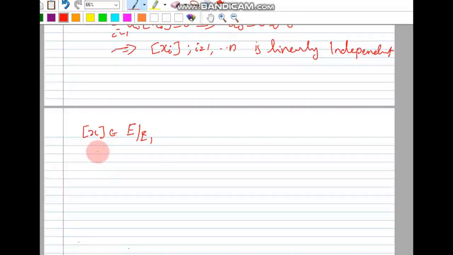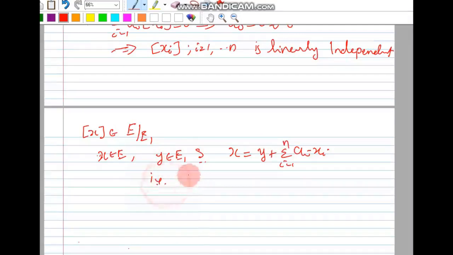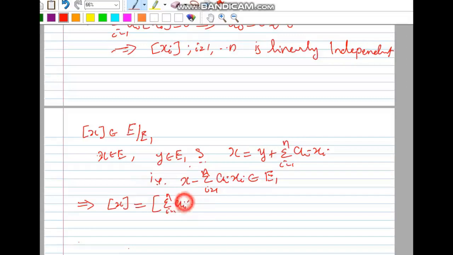Let's suppose x belongs to E. Therefore, by hypothesis, there exists some y belonging to E1 such that x can be written as y plus the sum from i equal to 1 to n of ai xi. That is, x minus the sum of ai xi belongs to E1, which implies that x minus y belongs to E1 and so the cosets are the same. Therefore we have the coset x equal to the coset of the sum from i equal to 1 to n of ai xi.